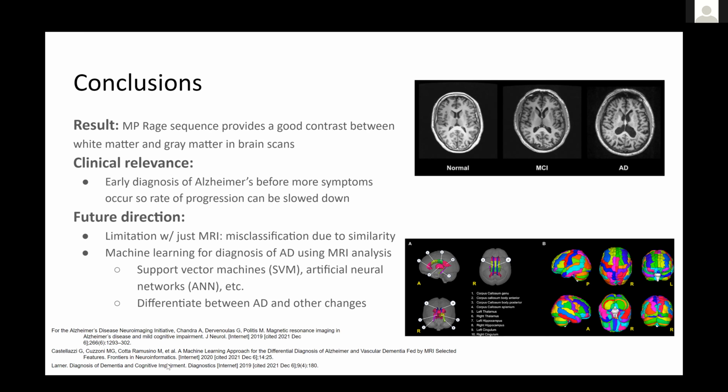However, MRI alone is not enough for the optimal diagnosis of Alzheimer's, as there are cases of misclassification due to similarity in brain images. Therefore, the field is currently moving towards incorporating MRI with machine learning, which uses algorithms and statistical models to analyze the MRI data. This approach has been widely proven in different studies to be able to detect patterns in the data in order to differentiate between an Alzheimer's brain and other changes that could be happening in the brain, which will lead to earlier detection.